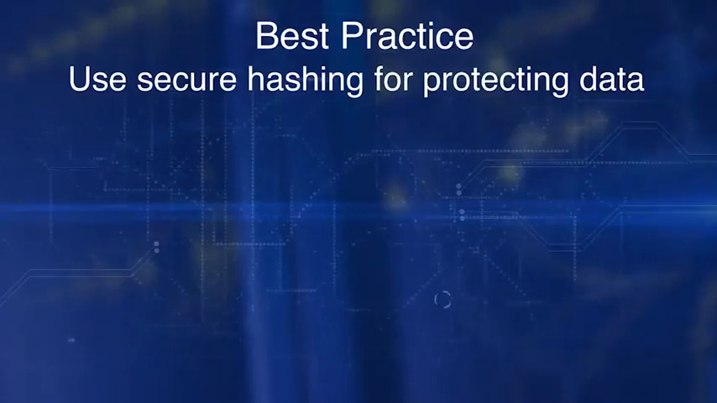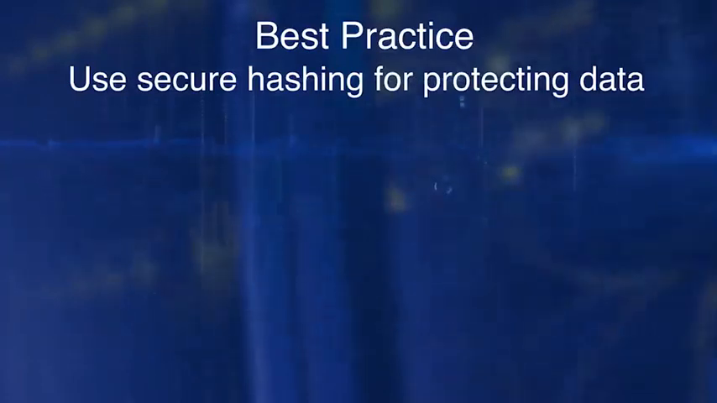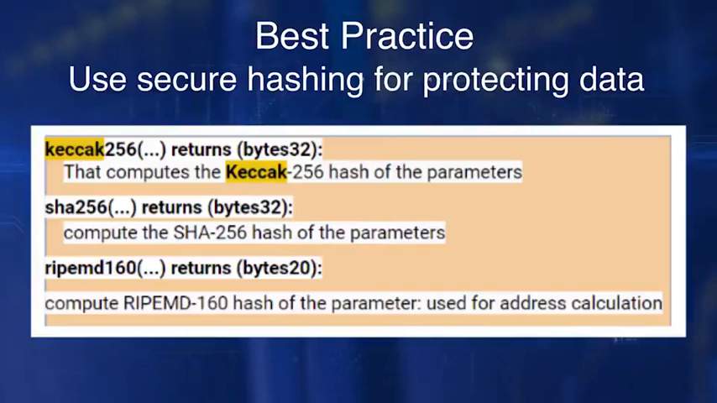Use secure hashing for protecting data. Recall that hashing is a very important function in a blockchain. Data in the blockchain is viewable by all. This means that we may want to secure hash to protect its visibility. Solidity provides a variety of built-in functions for standard secure hash functions. Keccak, SHA-256, and RIPEMD-160 are 3 Solidity functions available for hashing application data.